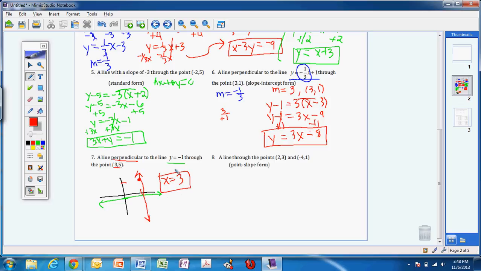So remember, whenever we're dealing with horizontal or vertical lines, these are the easy ones. These are the ones where you don't have to go to any sort of form. I know if I have y equals -1, and I have a line perpendicular to that, instead of being horizontal, it's going to be vertical.